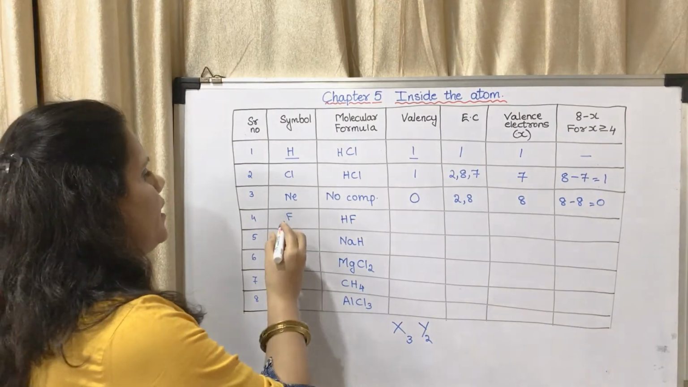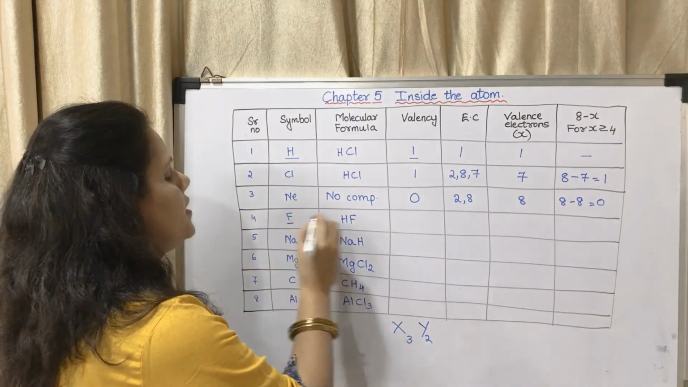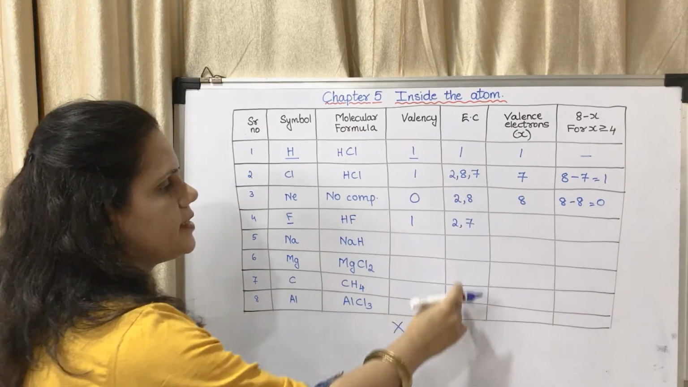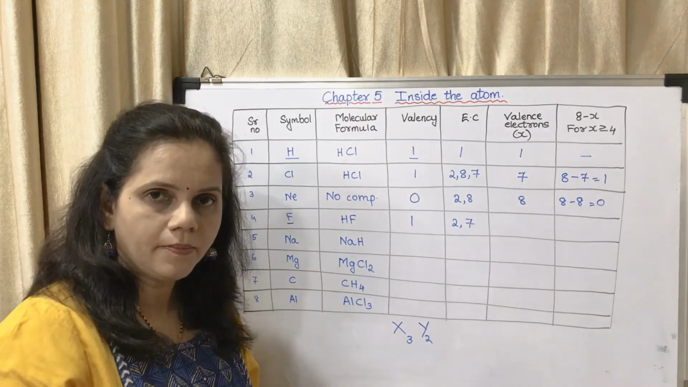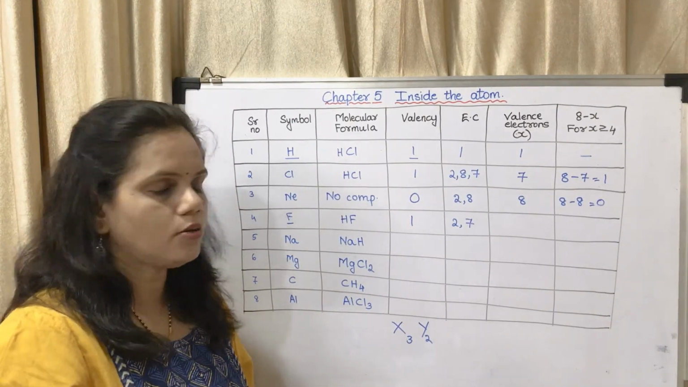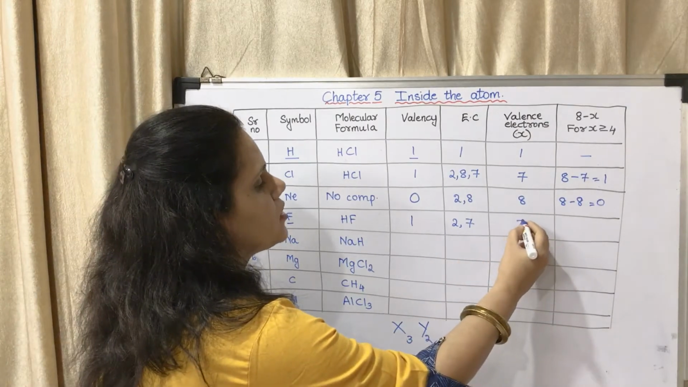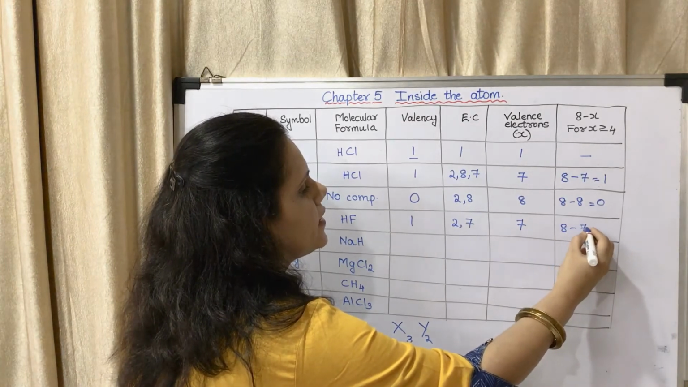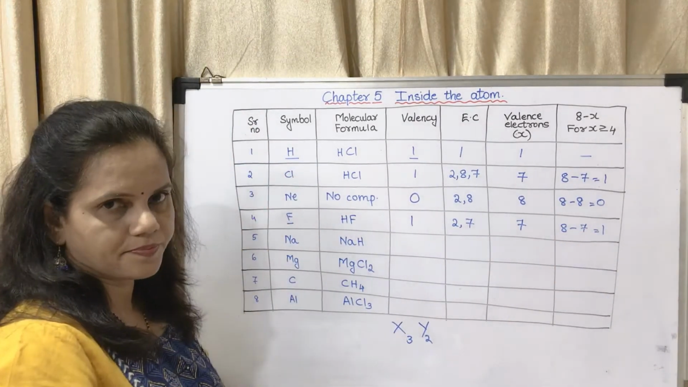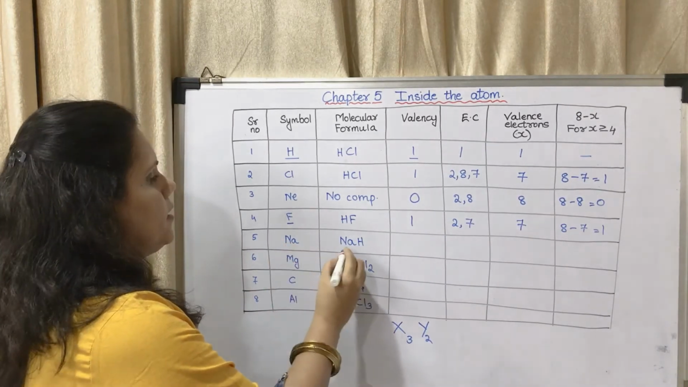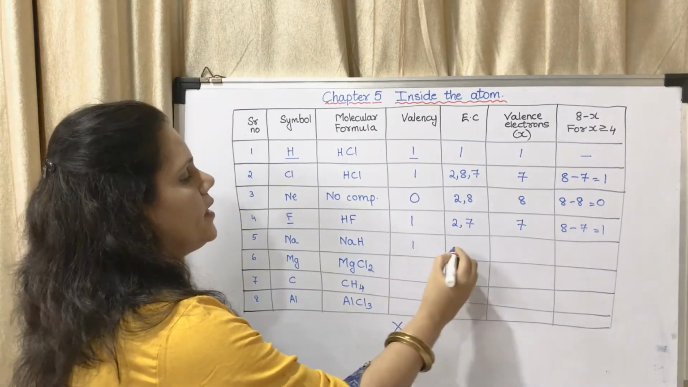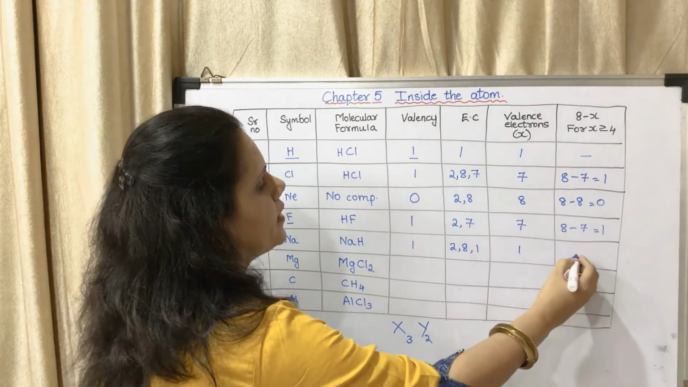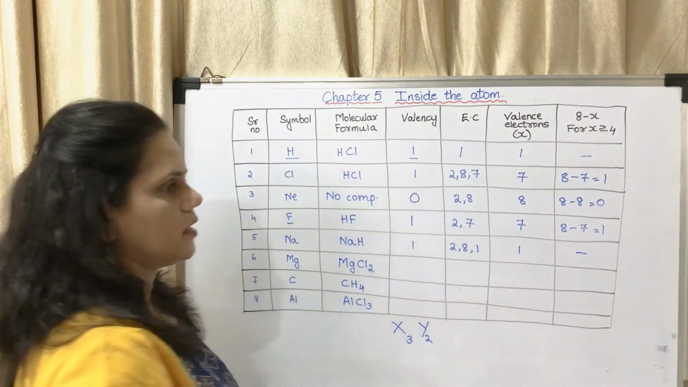Now here HF, valency of F is 1. Electronic configuration is 2, 7. This you may check in the other table. You should be able to write it now. 2, 7. Valence electrons 7. Now 8 minus 7, that is equal to 1. Na, what is the valency? 1. Electronic configuration 2, 8, 1. Valence electron 1. In here it will be blank.